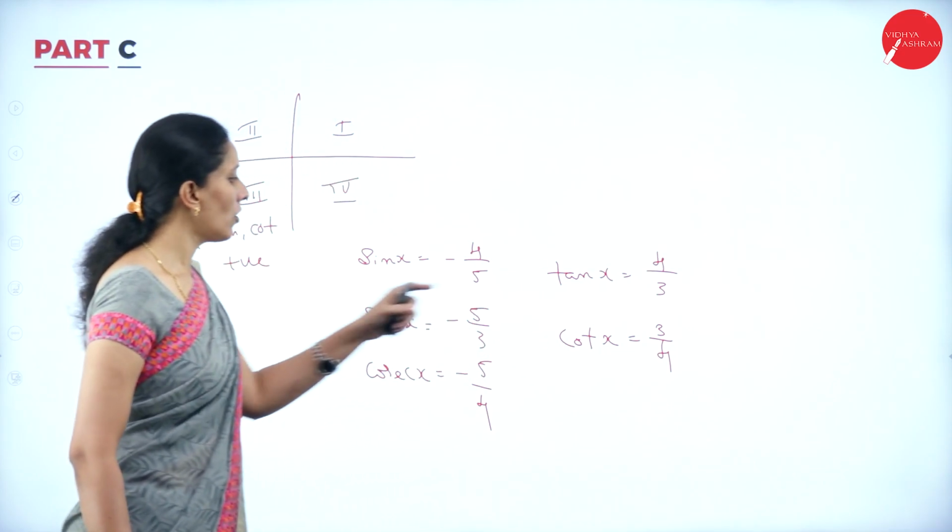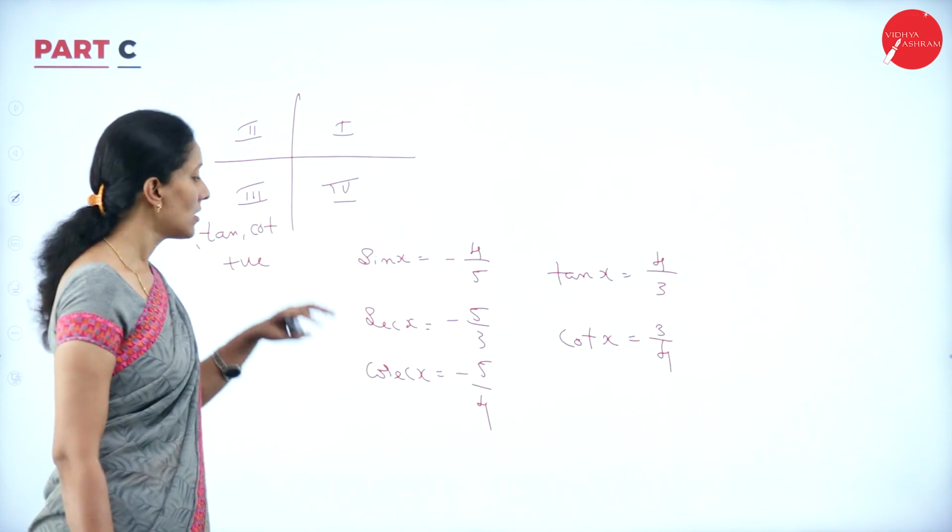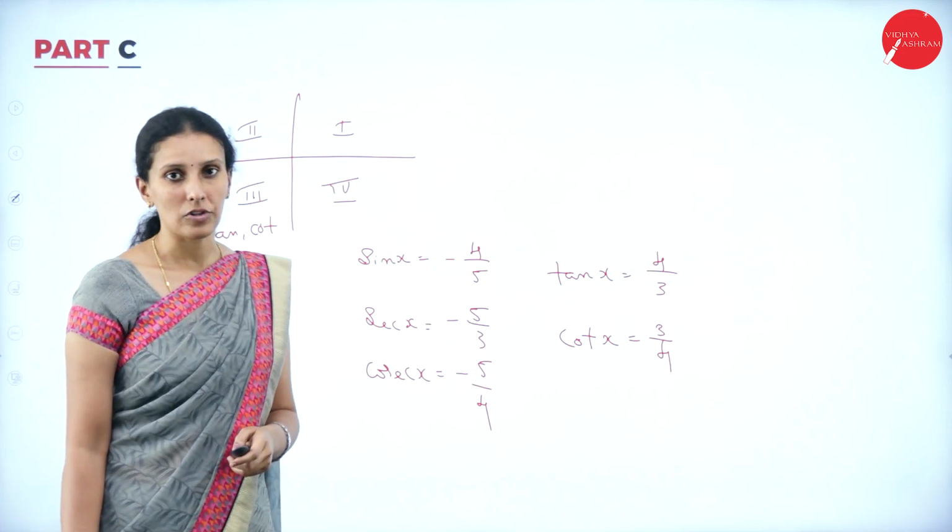See here, only tan and cot are positive. All other trigonometric ratios are negative because all of them lie in the third quadrant.